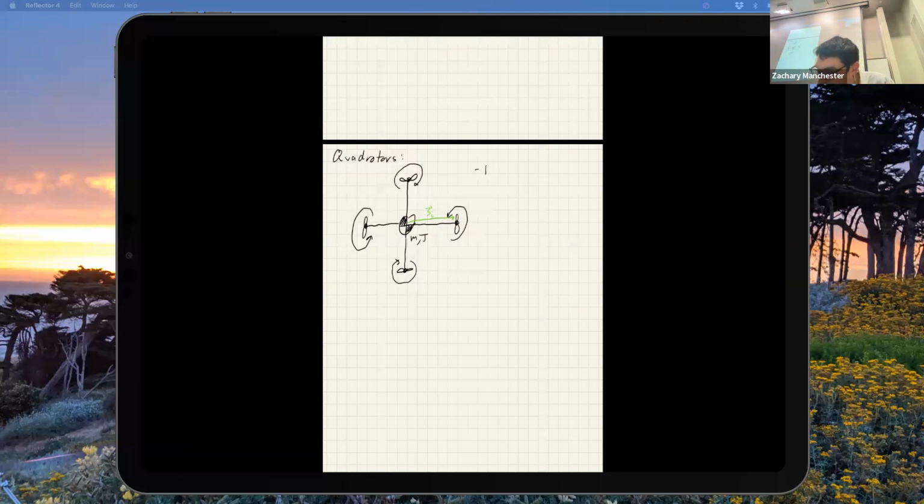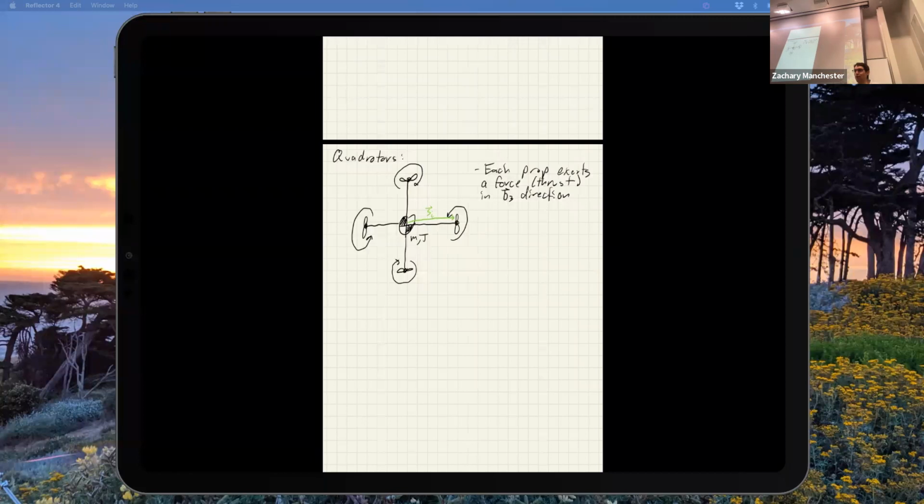Each prop exerts a force, which is thrust, in the B3 direction, right? If we pick a sane coordinate system where the z-axis of the body frame is up, unless you're a weirdo, that's probably what you would do. So we'll go with that. So you get a thrust in that up direction in this frame, out of the page. And then you get a torque also about that, a prop torque.